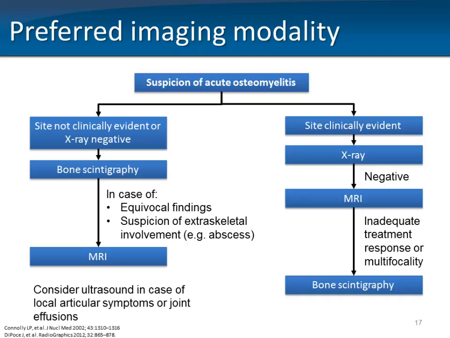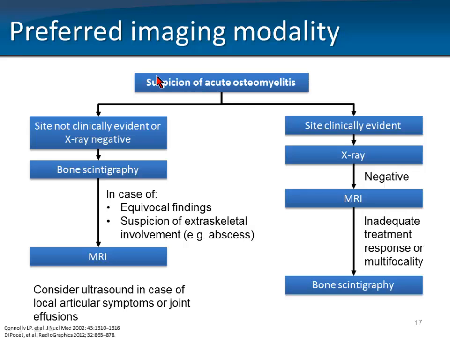But then comes the question, how do we organize the multiple studies that we have available? If you look in the literature, there are guidelines available, and roughly you can summarize them, or I try to summarize them, as this. In a patient who has a suspicion for acute osteomyelitis where you know where the problem is going on, I believe you should do X-ray first. If that doesn't make you any wiser, you can move to MRI. And if that doesn't make you any wiser, or if there is inadequate response to treatment, or if you think this may be multifocal because there is septicemia, then you can do bone scan.